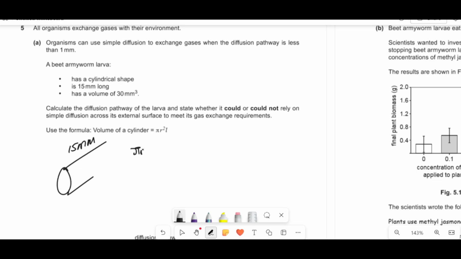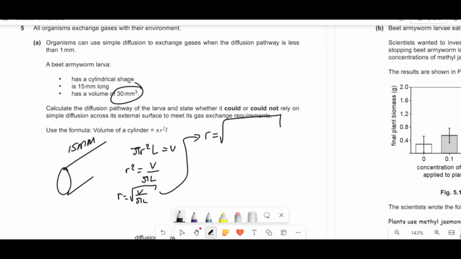So they've told you that pi r squared L is equal to the volume. I'm going to rearrange this to get the radius. So radius squared equals V, the volume, over pi L. So then R equals the square root of V over pi L. If I do that, we then get R equals the square root of, so the volume they've given you is 30 millimeters cubed, so it's going to be 30 divided by pi times 15. If we do that, we get 0.787, which is roughly 0.8 millimeters, right?